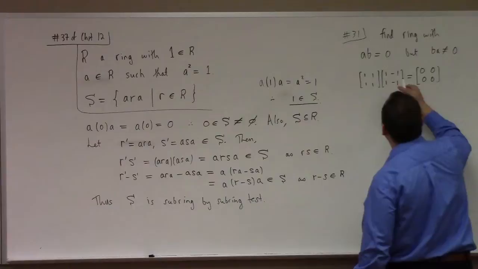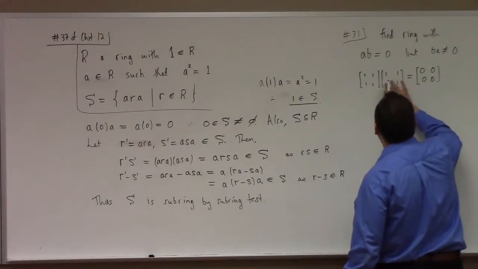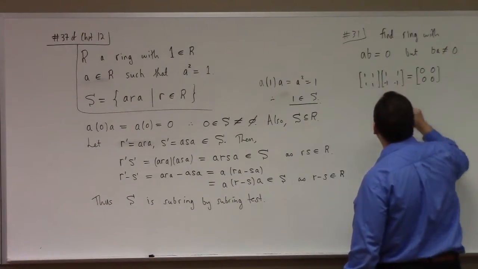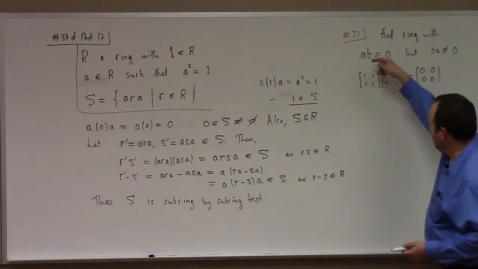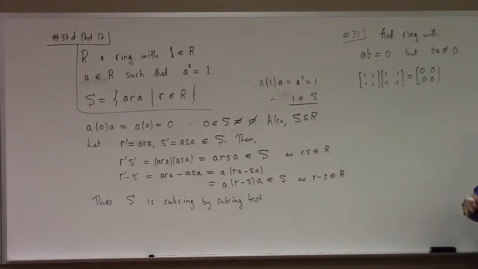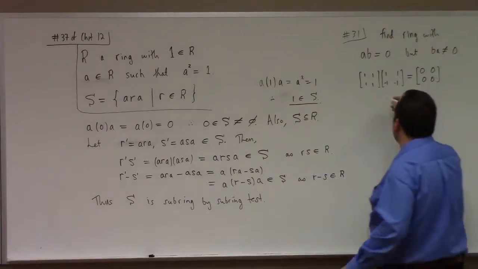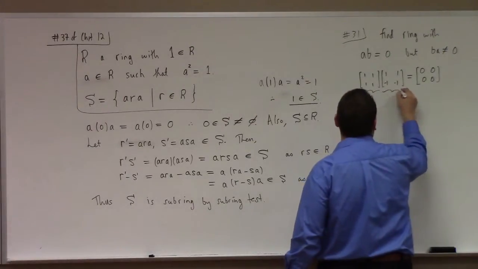Oh, that's not 0, sorry. I'll get it right eventually here. Minus 1, minus 1. Okay, so then 0, 0, 0, 0. This is also an example of zero divisors, for what it's worth. So I'm thinking of this as A and this is B.